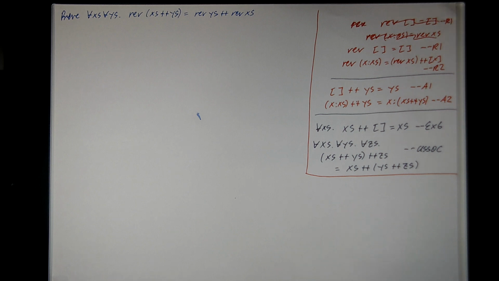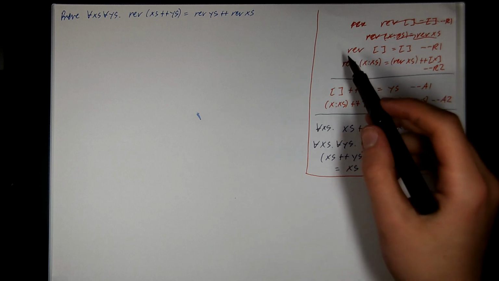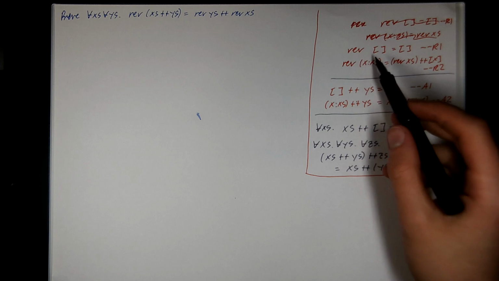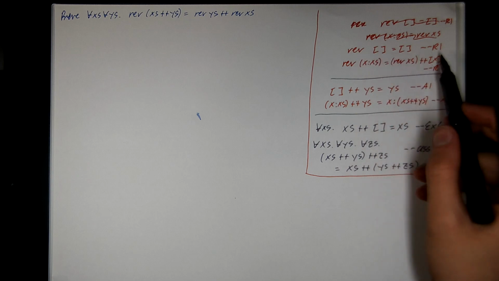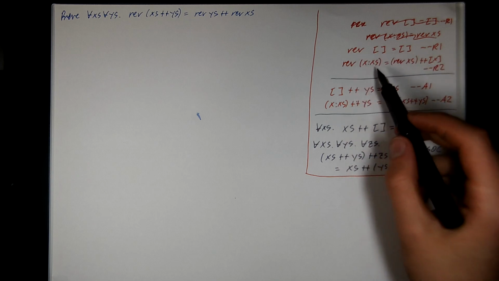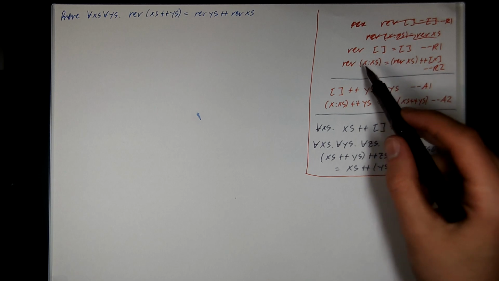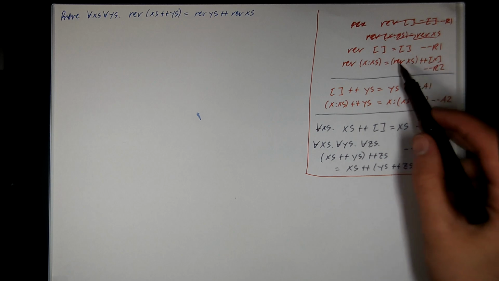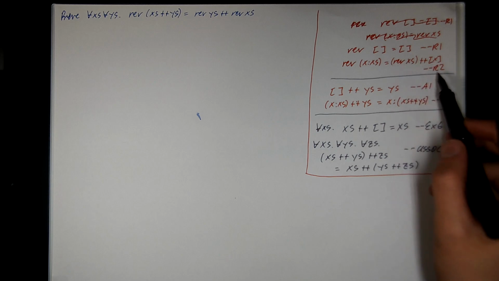Okay, we're going to do another list induction problem. This time we're given a new function called rev, short for reverse, and here's how it's defined. Rev of the empty list is the empty list, R1. And rev of x cons xs takes the x, puts it in a list by itself, puts it on the far right hand side, and concatenates it back onto rev xs, by R2.